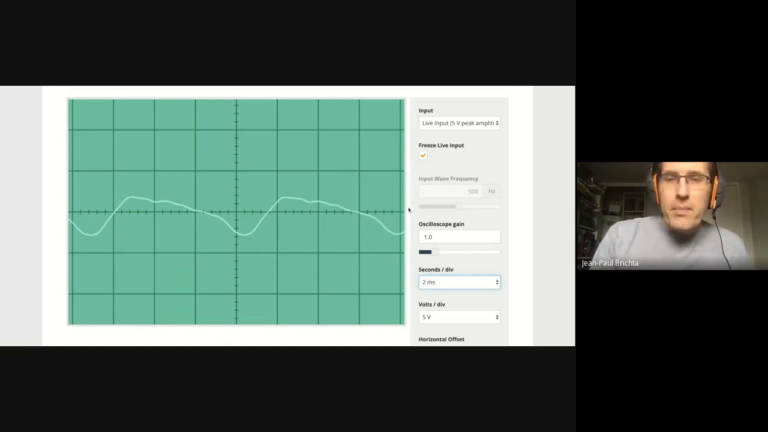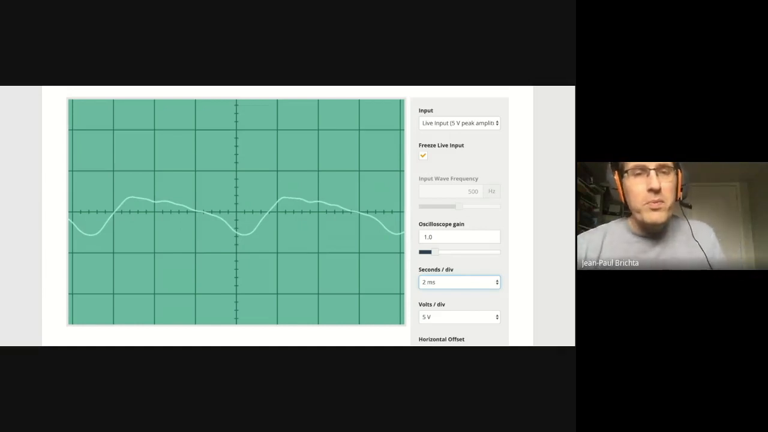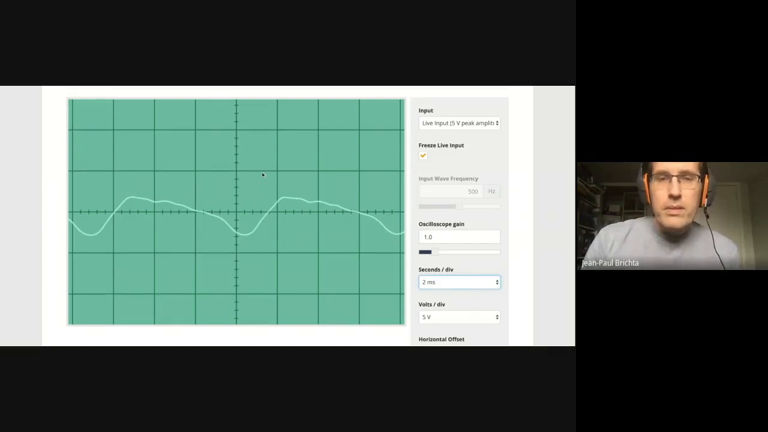If I try to hum a higher note, what do you suppose will happen to the waveform? If I hum a higher note, will the period of the wave be longer or shorter? If I sing a higher pitched note. Okay, make a guess. All right, made your guess? So let's try it. So I'm going to hum a higher note.